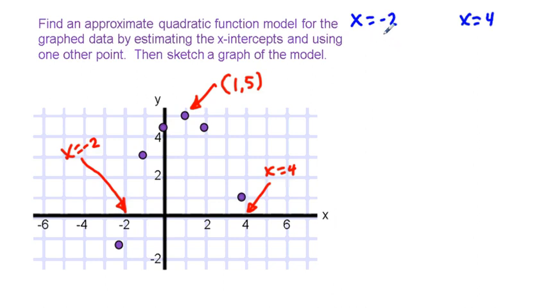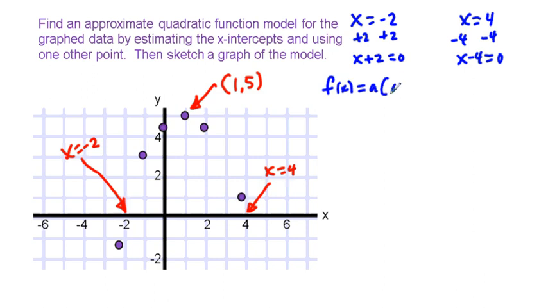So if we add 2 to both sides of this equation, we have x plus 2 is equal to 0. So this is going to be one of our factors, x plus 2. And for the right one, if we subtract 4, we get x minus 4 is equal to 0. So our factored form is going to look something like this. F of x will look exactly like this: A times quantity x plus 2 times quantity x minus 4.